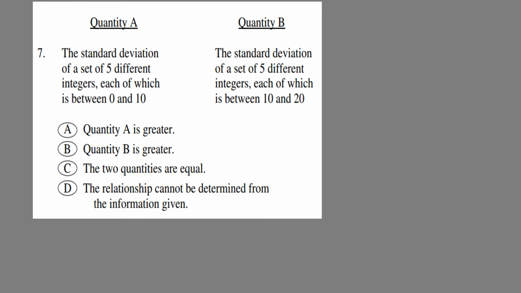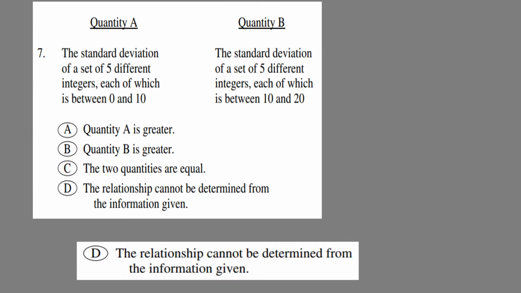So maybe in quantity A, if I take some values, say 3 values as 0 and 2 values as 10, and the same case in quantity B, if I'm taking 3 values as 10 and 2 values as 20, maybe the standard deviation will be the same. But we can take any value between 0 and 10, and here we can take any value between 10 and 20. So we are not sure whether quantity A will be greater or quantity B will be greater, or they are equal. So we can say that the relationship cannot be determined from the information given.